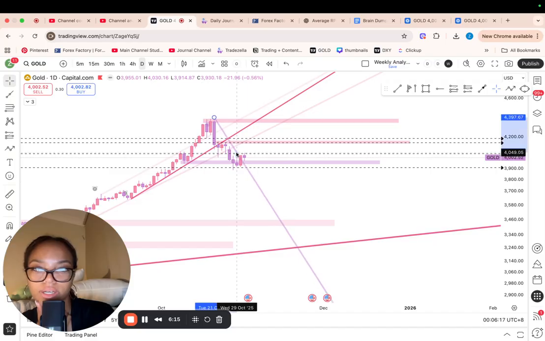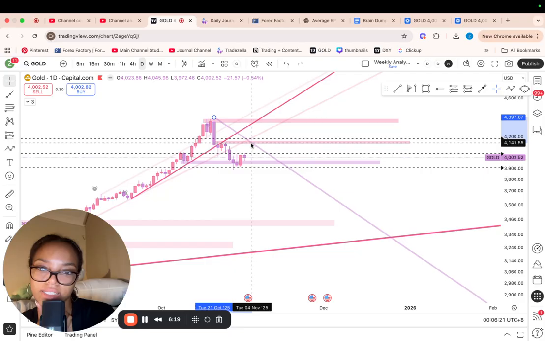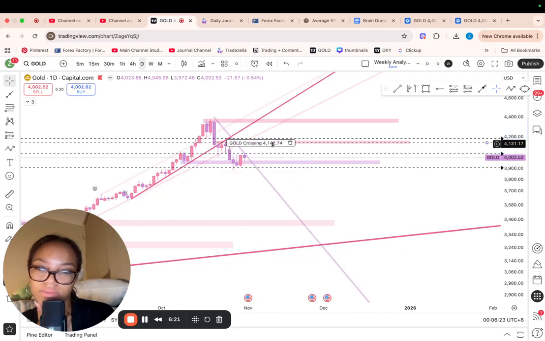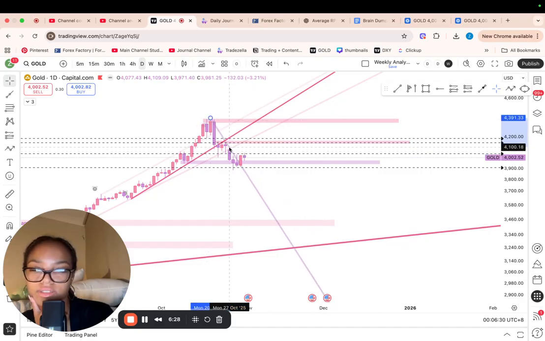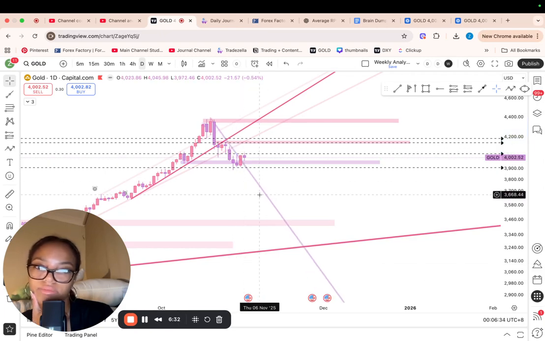That's not a swing high. We've got no swing highs here. I guess that's the only swing high that I can really use. That's crazy. We don't have a swing high. I'm just going to put it there. I'm going to put it here.